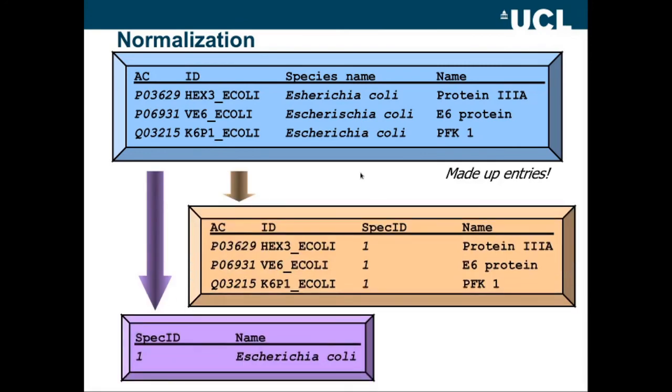So we'd split this into those two tables, one which is the protein accession, identifier, species identifier as a number, and the protein name. And then we have a separate table which has this numeric species identifier and the correctly spelled name of the species.